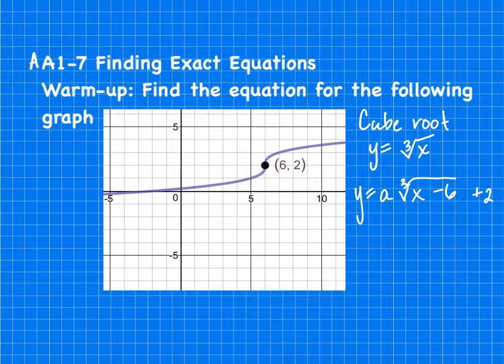So with that, what we need to check is if, like all the other parent graphs, from the locator point we go over 1 and up 1 and have a point. In this particular case, we do. So we know that in this case, our a value is 1. Or we can also just leave it blank, because 1 times anything is just itself.